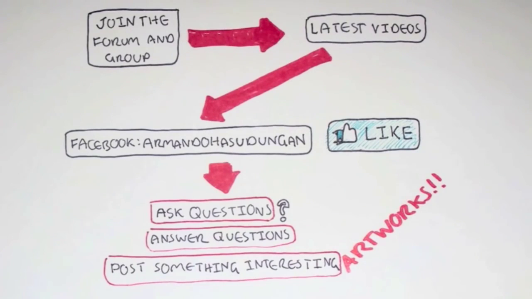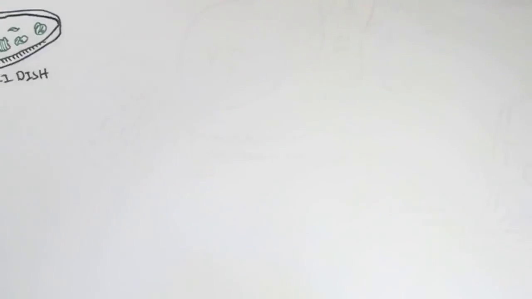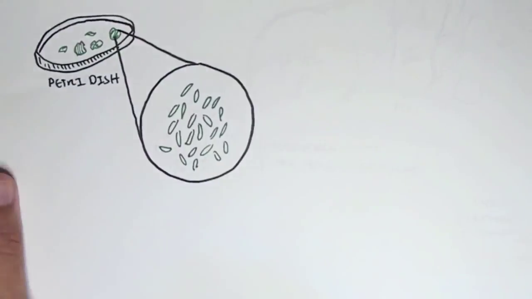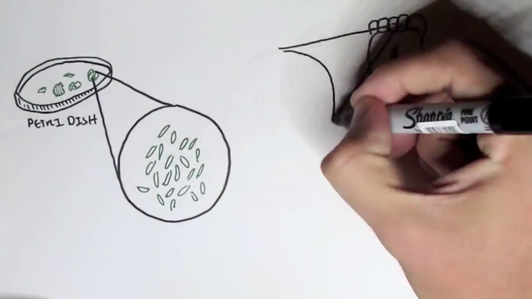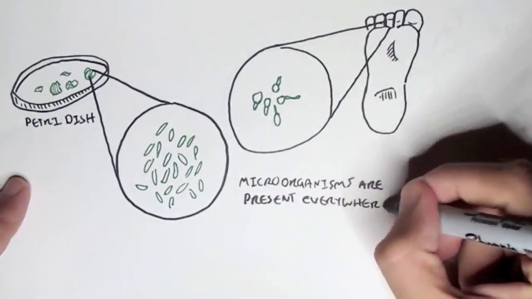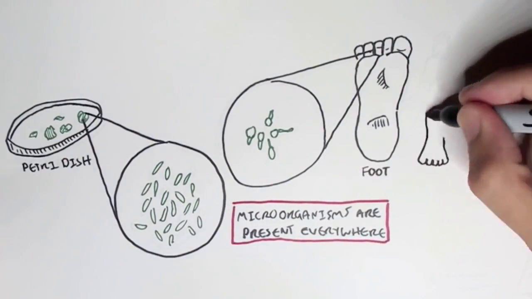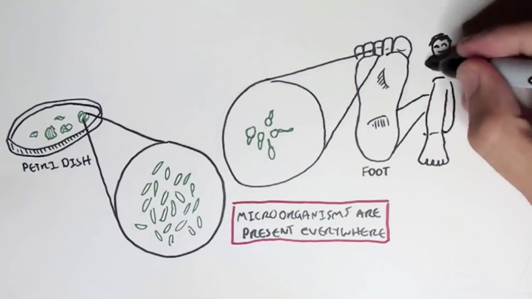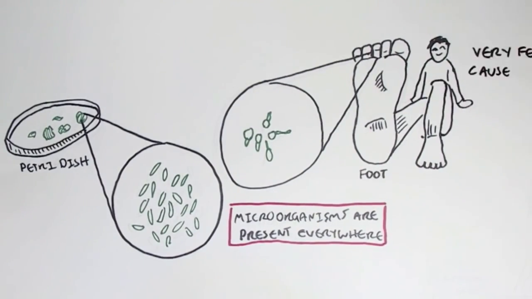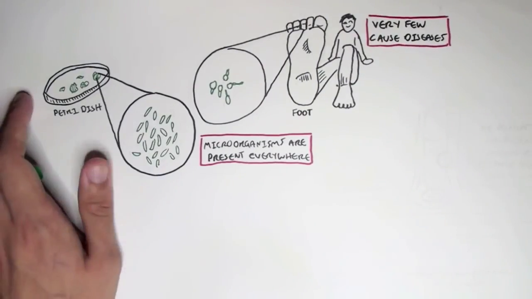In this video, we're going to look at the overview of microbiology. Microbiology studies microorganisms, such as bacteria, for example. Now, microorganisms are actually present everywhere, literally, even under our foot and on our hair, for example. However, very few actually cause any form of disease, so it's okay.